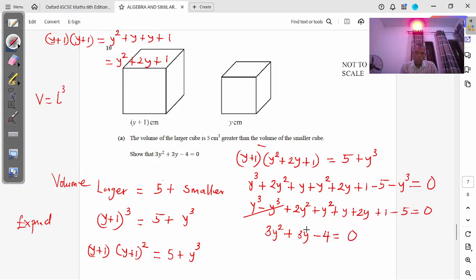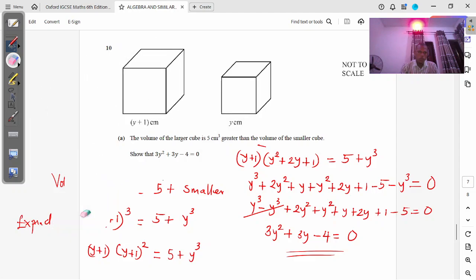0. Now as you can see, this is exactly what we are asked to show. It says show that 3y squared plus 3y minus 4 equals 0. Okay, so we have been able to show it. So, and that gives you the complete mark for the question.